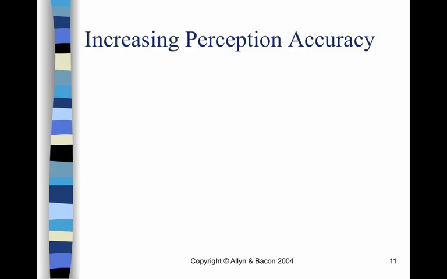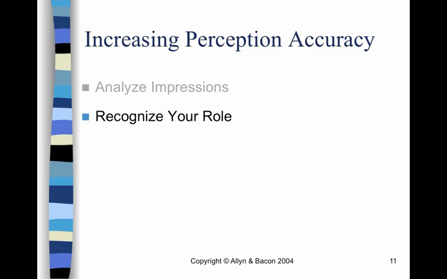So we're going to talk about increasing your perception accuracy and ways you can go about doing that. The first thing that you want to do is analyze your impressions. That means subject your perceptions to logical analysis. Use critical thinking to analyze the impressions that you're making. First and foremost, you have to recognize your role, that you are the one that's deciding what that impression is, and you're subjective. You can't be objective because you are who you are, and you take your scripts and your schemata and you make those part of your impressions of people.